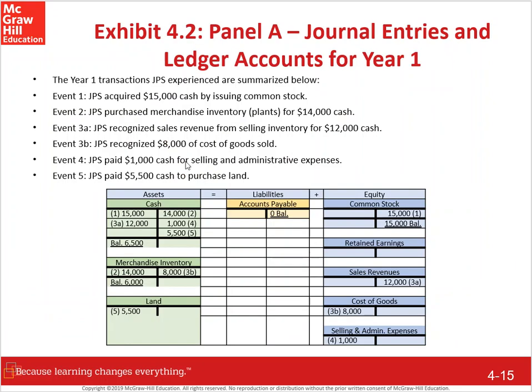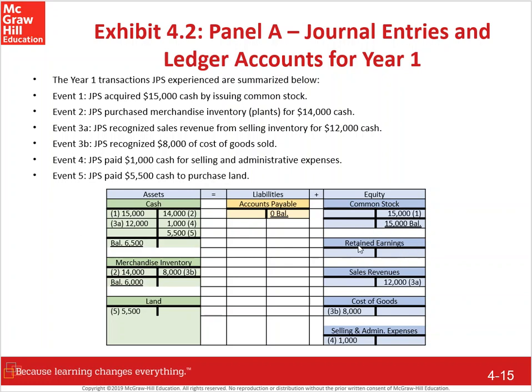So far in T account form, this is what we've done. We've got our cash T account, and we've got a couple inflows and a few outflows and an ending balance of $6,500. In inventory, remember we bought $14,000 of inventory and then we sold $8,000 of it, which got expensed over to COGS, leaving us with an ending balance of $6,000. We just bought land, got no liabilities. Under common stock, we just have the common stock issue from transaction 1. Nothing in retained earnings yet.